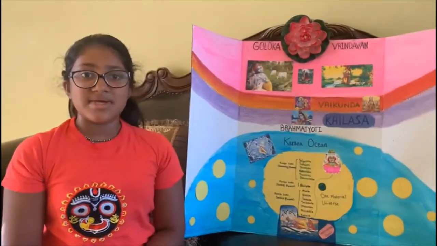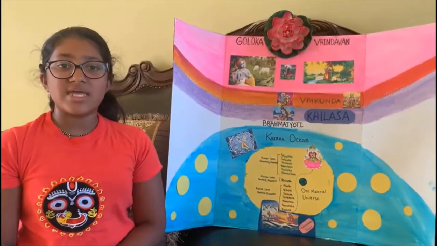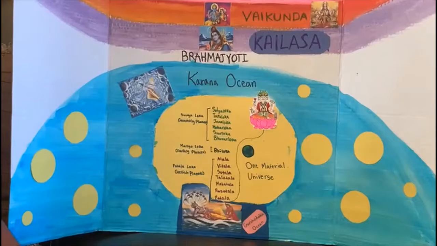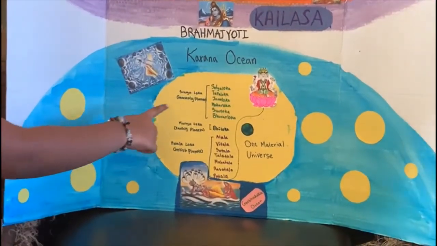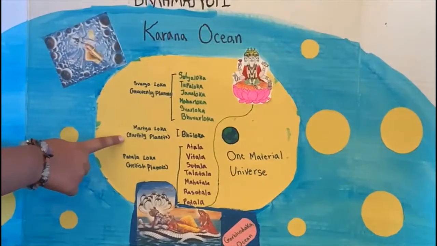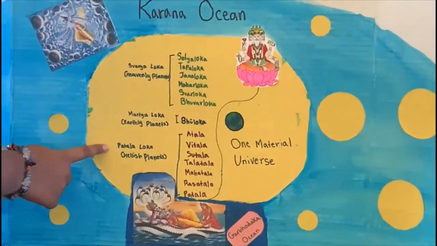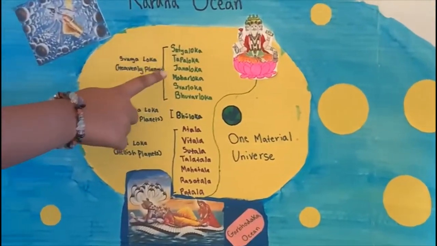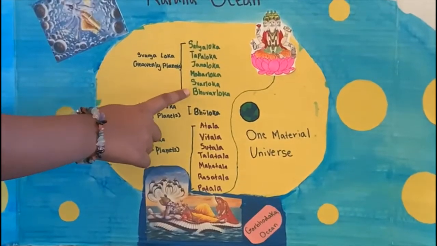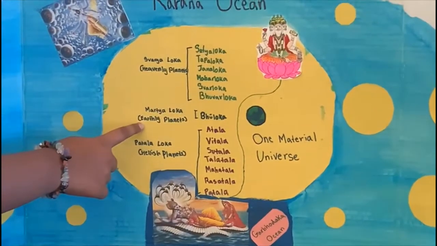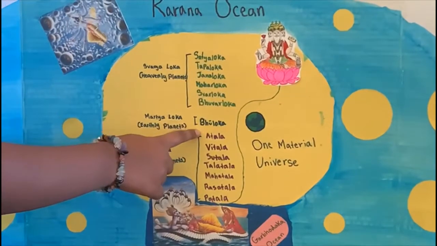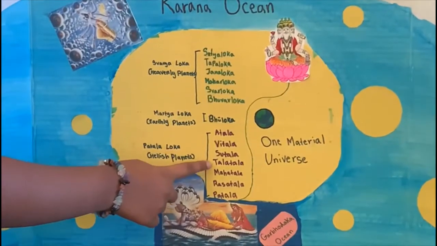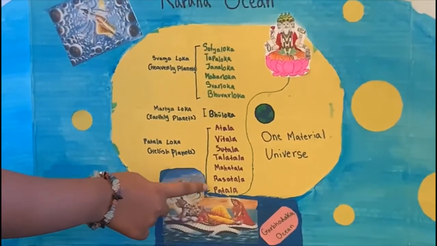My name is Mahima Suresh, and today I'm going to be talking about the Vedic planetary system. There are many material universes in the Karana ocean. In one material universe, there are Svarga Loka, which are the heavenly planets, Martya Loka, which are the earthly planets, and Patal Loka, which is the hellish planets. In Svarga Loka, there is Satyalok, Tapalok, Janalok, Maharlok, Svarlok, and Bhuvarlok. In Martya Loka there's Bhulok, and in Patal Loka there's Atal, Vital, Sutal, Talatal, Mahatal, Rasatal, and Patal.